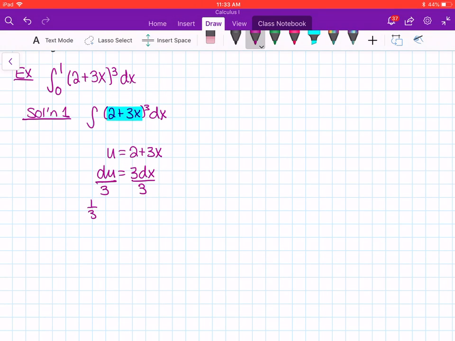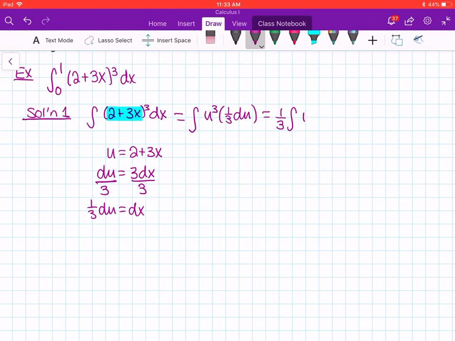And so we get 1/3 du equals dx. And now we're able to substitute in. So continuing on, instead of the blue portion, we have u cubed. Instead of dx, we're going to have 1/3 du. And now the only variable is u, so that's great.